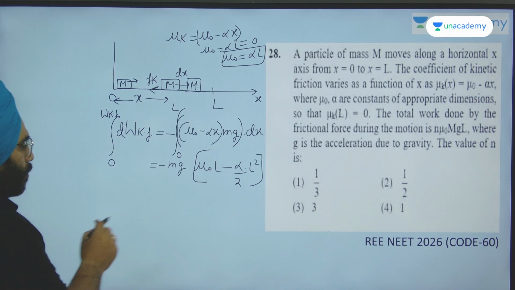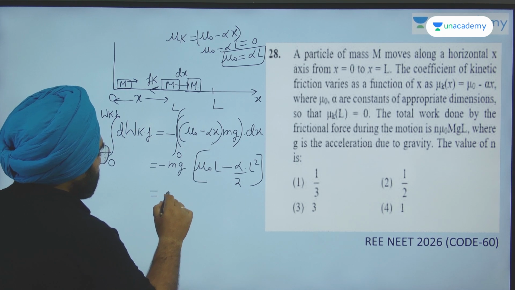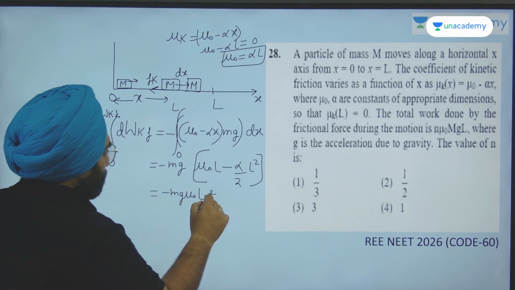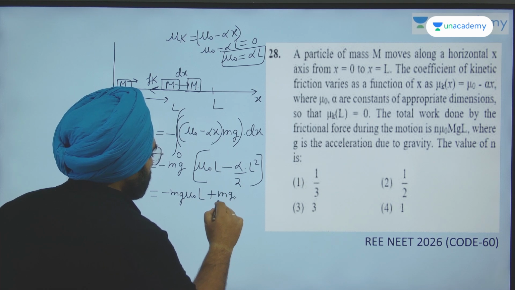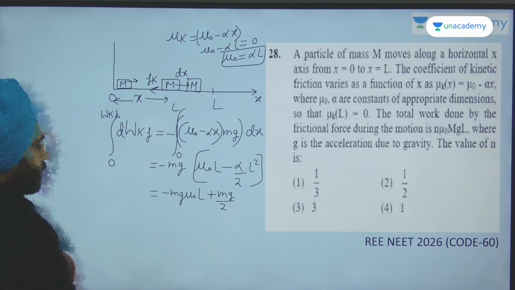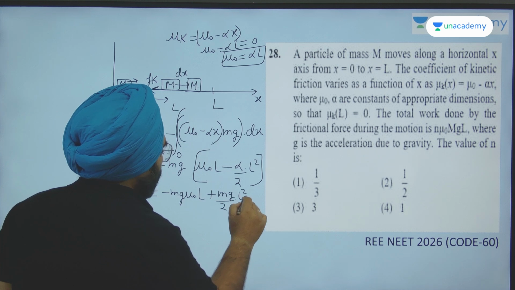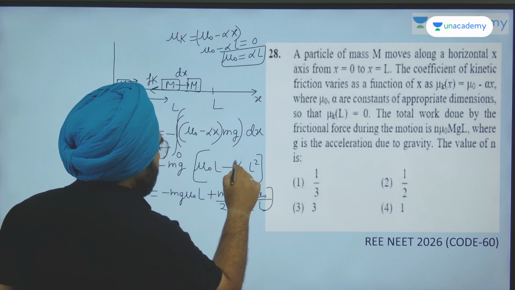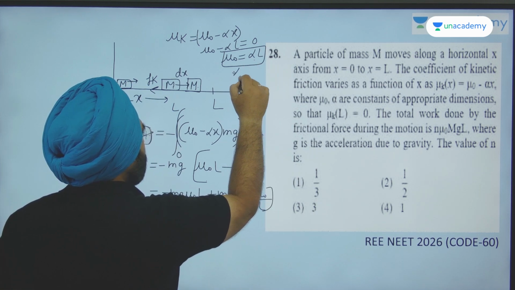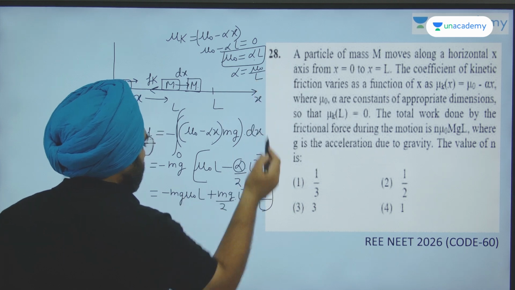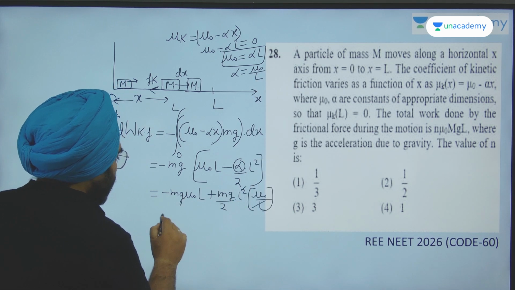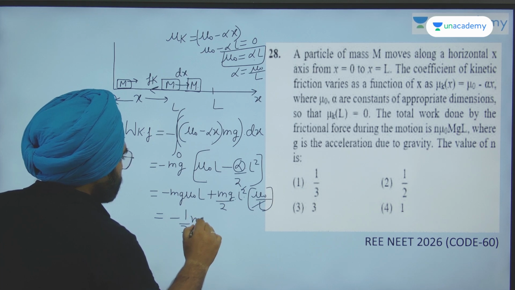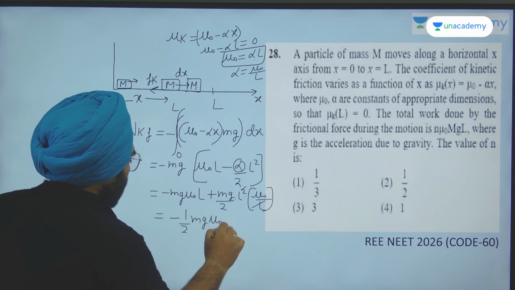Okay. Now solving it, minus mg mu naught L plus mg by 2 into L square into alpha. Now alpha is how much? It is mu naught by L. I am putting the value of alpha from here. Alpha will be mu naught by L. So I will solve it. So how much am I getting as the answer? It will be minus 1 by 2 mg mu naught L. This is what I am getting.